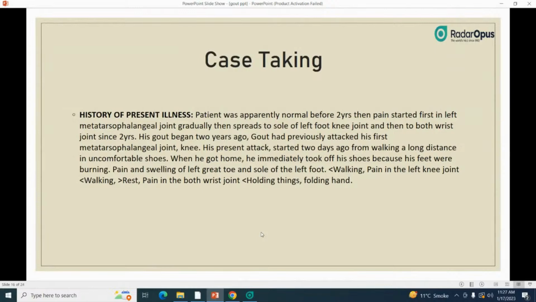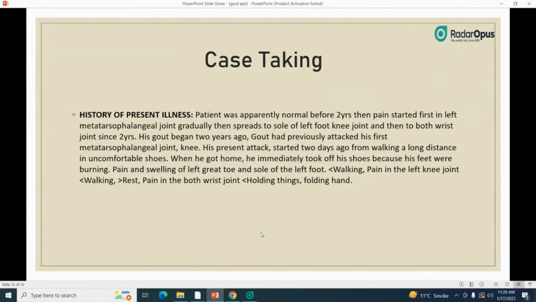His present attack started 2 days ago from walking a long distance in uncomfortable shoes. When he got home, he immediately took off his shoes because his feet were burning. Pain and swelling of left great toe and sole of the left foot, aggravation by walking. Pain in the left knee joint, aggravation by walking, amelioration by rest. Pain in both wrist joints, aggravation by holding things, folding hands.